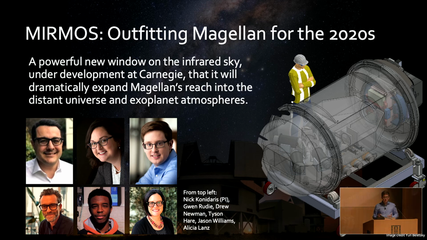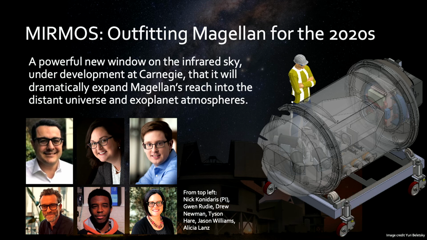But we know that to make more progress, we're still going to need new instruments and new telescopes. So I'm very excited to be the co-project scientist for MIRMOS. This is the Magellan Infrared Multi-Object Spectrograph. It's an instrument that's being led by Nick Konidaris, one of my colleagues at Carnegie. And the team that you see pictured here, we're all working to keep the Magellan telescopes really at the forefront by designing this world-class infrared spectrograph.